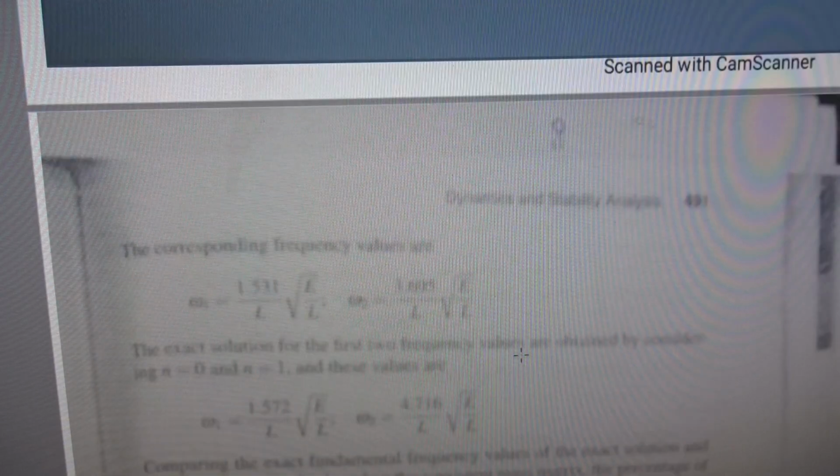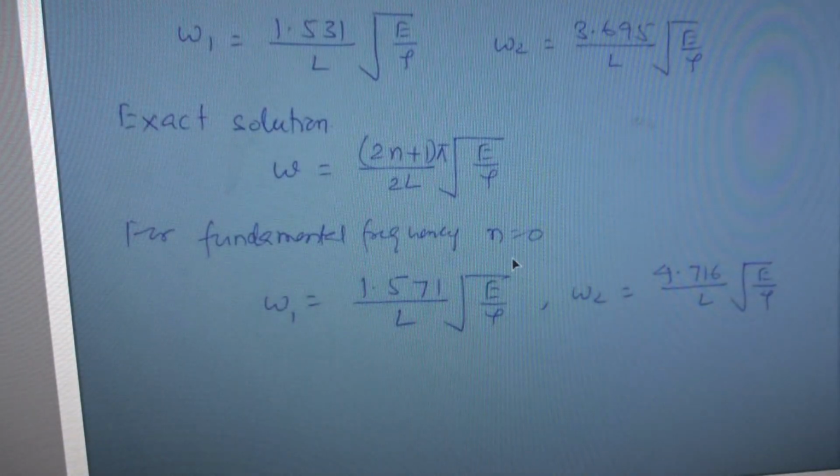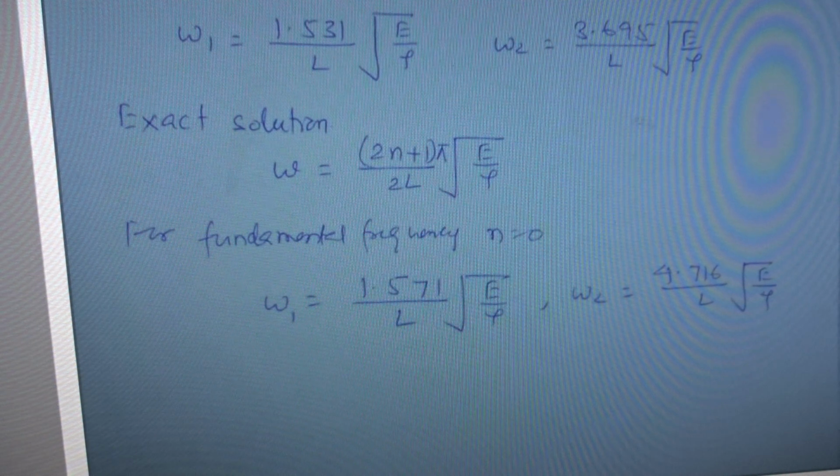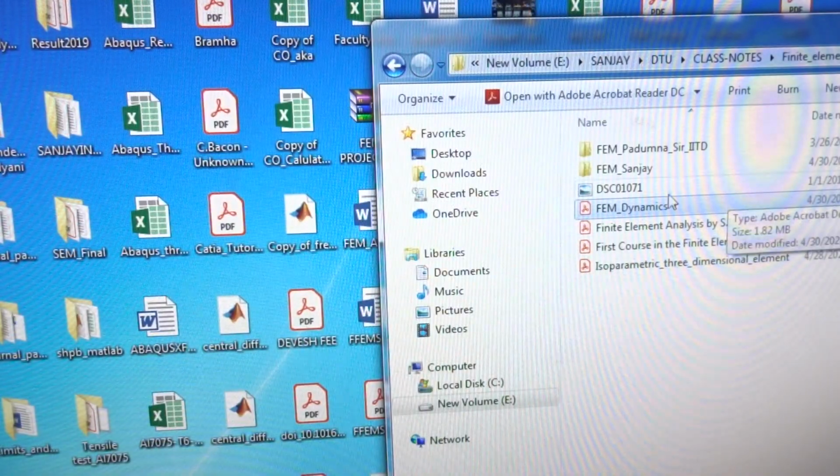Now one question is solved in these books, and you can get the node. This one is the fundamental frequency, and you can get the fundamental modes from the equations. I will show some hints on how to get the fundamental modes in the next video.